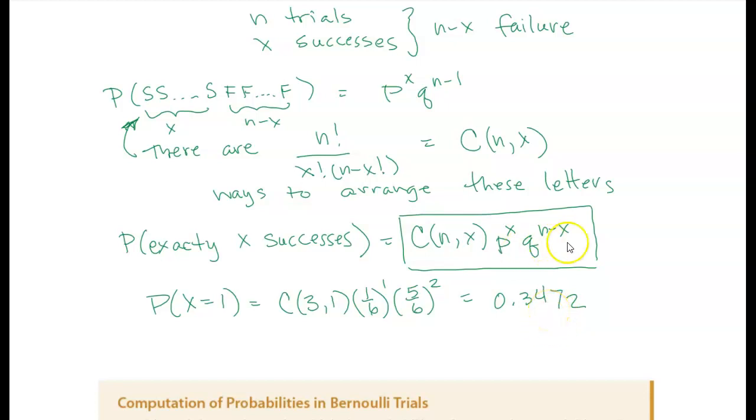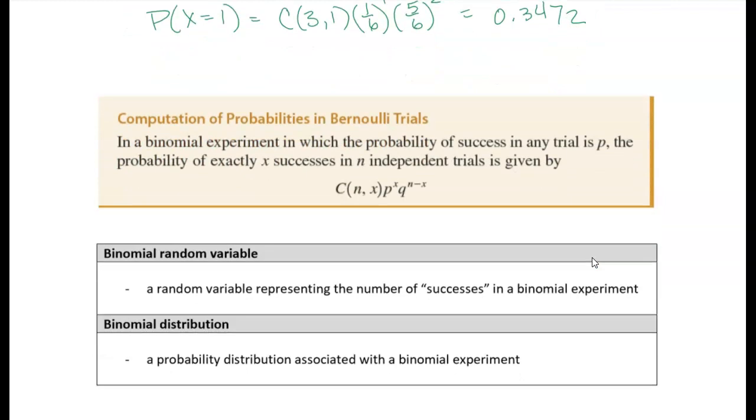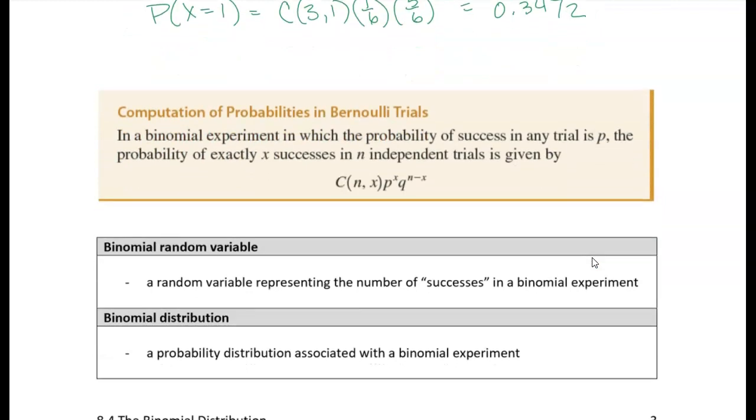All right, so the result here is summarized in that little box, and there's a couple of definitions here, a couple of vocabulary things here. A binomial random variable is just a random variable representing the number of successes in a binomial experiment. Okay, so in this case, the number of 6s was our random variable. And a binomial distribution is a probability distribution that is associated with a binomial experiment. Okay, so that's actually the title of this section, the binomial distribution.